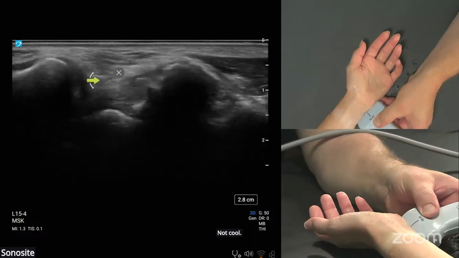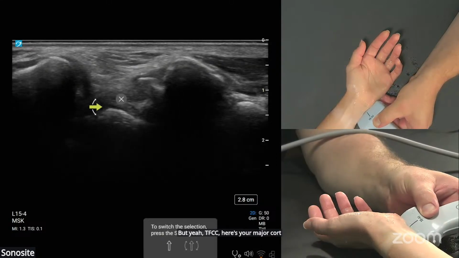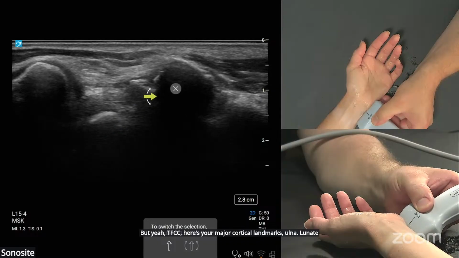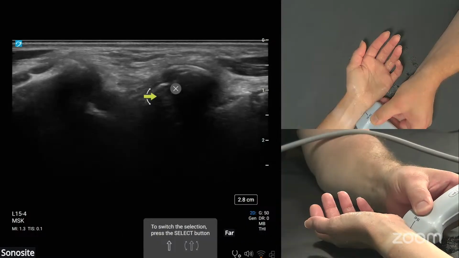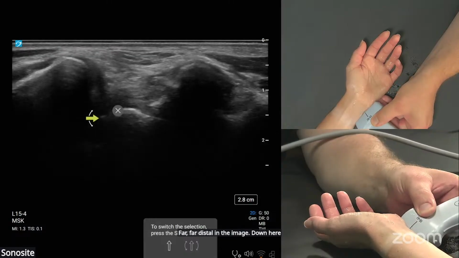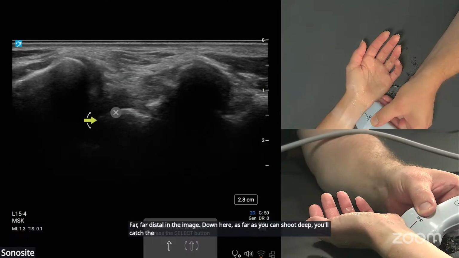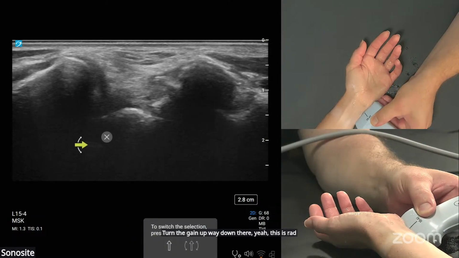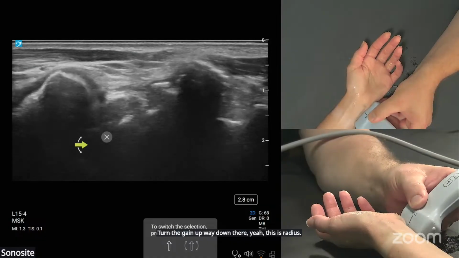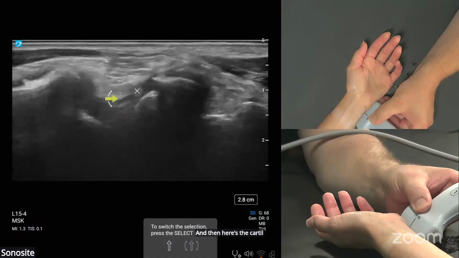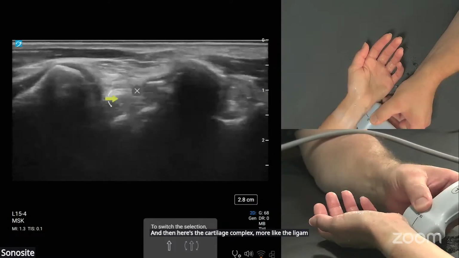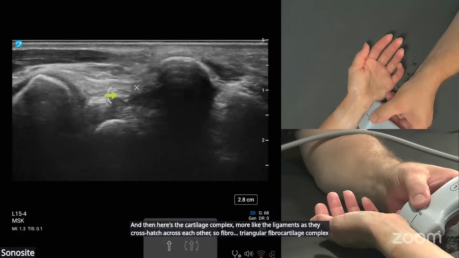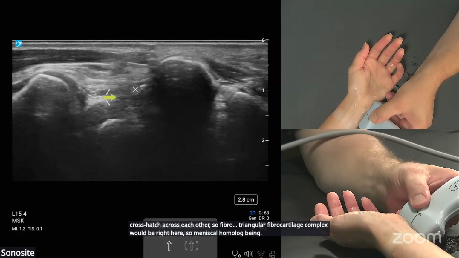But yeah, TFCC, here's your major cortical landmarks: ulna, lunate, triquetrum. Far distal in the image down here, as far as you can shoot deep, you'll catch the shadow of the radius. Turn the gain way up down there. Yep, this is radius. And then here's the cartilage complex, more like the ligaments as they crosshatch across each other. The triangular fibrocartilage complex would be right here. So meniscal homolog being this triangle space here.